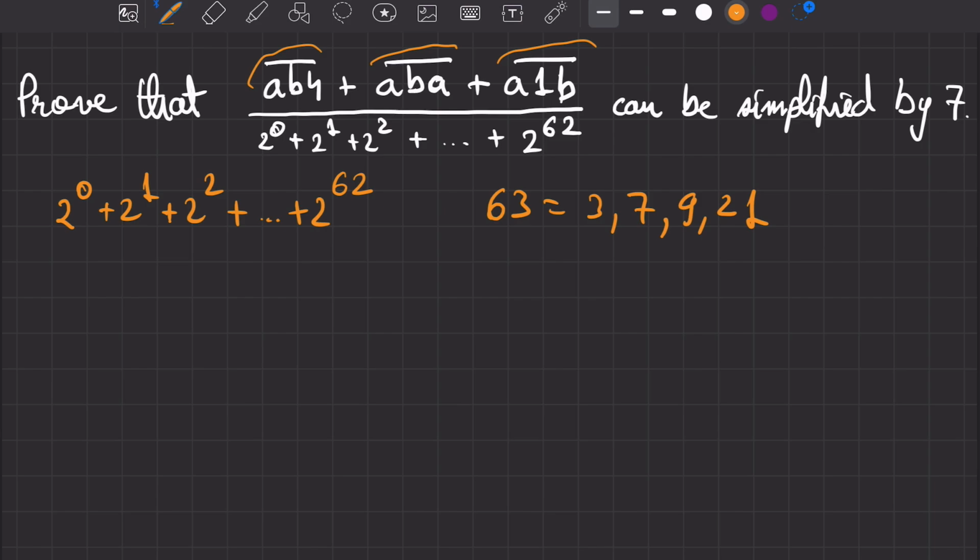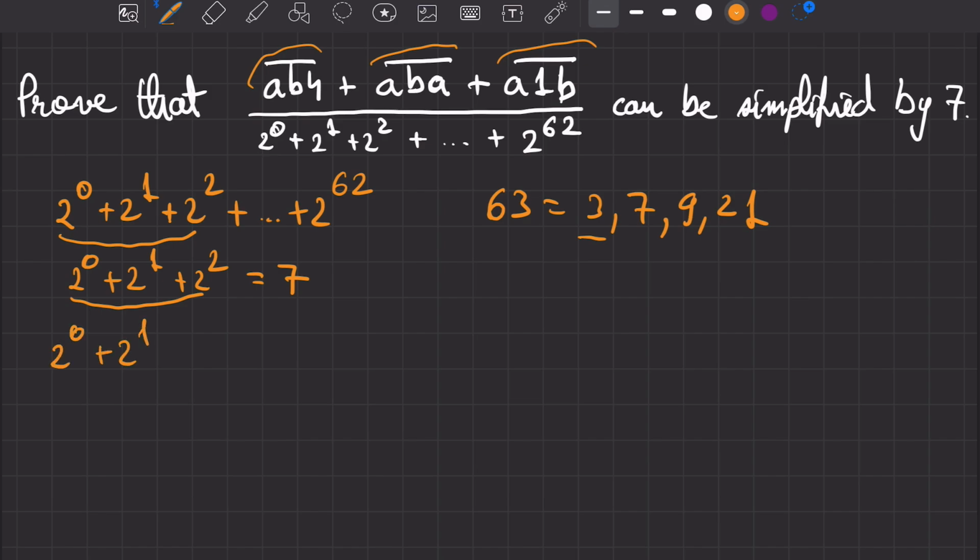So we can first try to group the terms in threes to see whether the sum is divisible by 7. So we take the first 3 terms and see where we get. 2 to the power of 0 plus 2 to the power of 1 plus 2 squared equals 7. We got lucky because 7 is actually divisible by 7. Hence, we can group the terms in threes and let's see where we get.